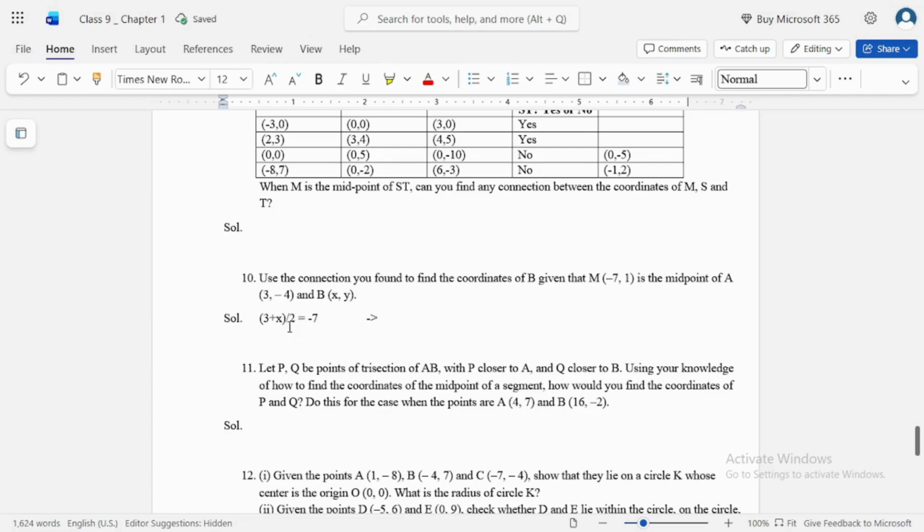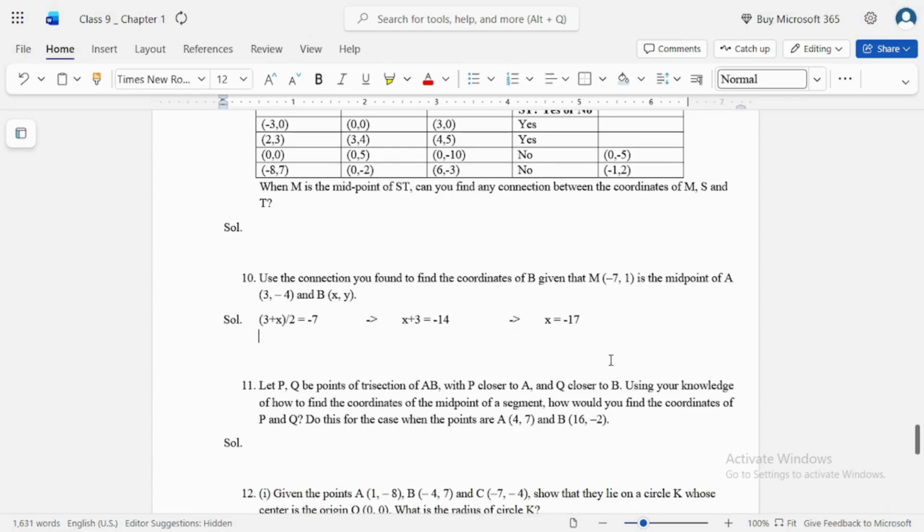this whole divided by 2 we will shift to the right hand side, so it will be x plus 3 equals -14. X plus 3 equals -14, which means x equals -14 minus 3, which is -17.